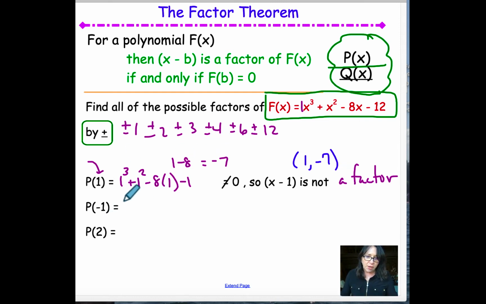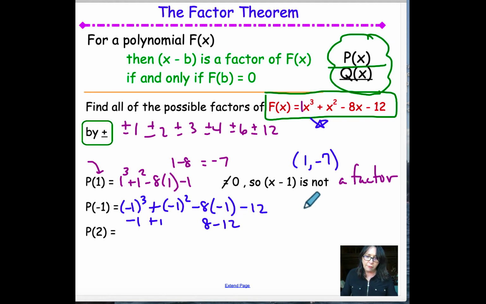Let's plug in negative 1. So we'd go negative 1 to the 3rd power, and I'm plugging this in again here, plus negative 1 squared, minus 8 times negative 1, and then minus 12. This is going to give me negative 1 plus 1. Those are 0. That's gone. And then I've got 8 minus 12, which is negative 4, which means that P of negative 1 is negative 4. I'm not saying F, I guess I'm using P.